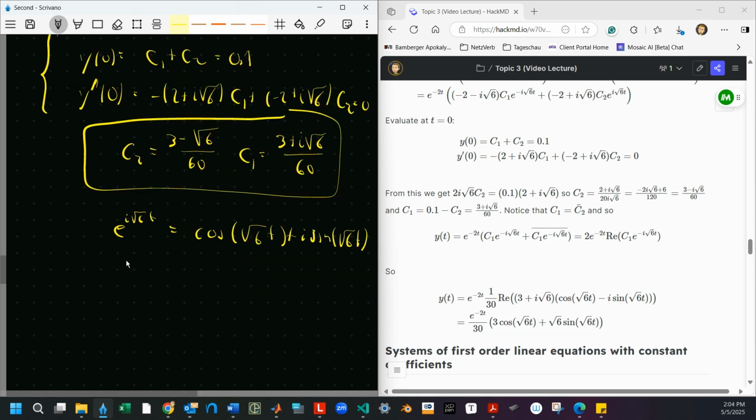And you get a final solution, y of t, using these two things. Actually, because things are coming in these conjugate pairs, when you get your solution, all the complex part goes away, just sort of by magic. It's not literally by magic, it's because z plus z bar, a complex number plus its complex conjugate, is 2 times the real part of z. So you get e to the minus 2t, over 30, and then here I get 3 cos square root of 6t plus square root of 6 sine square root of 6t. So we get that solution.